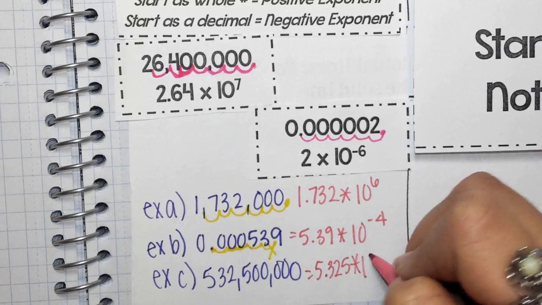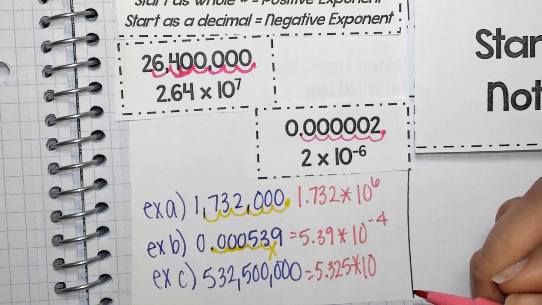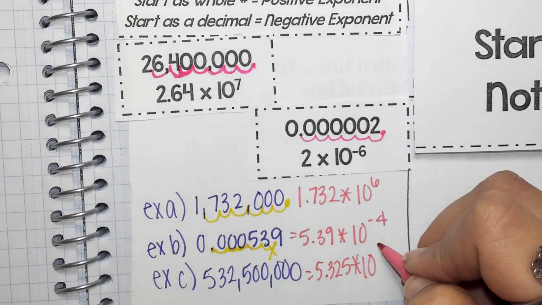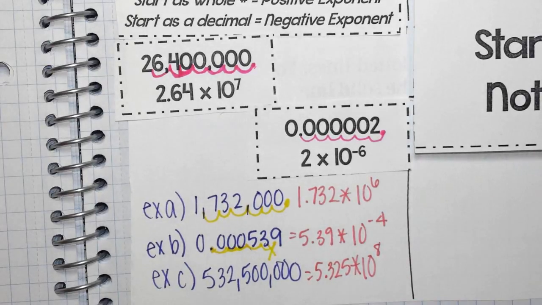5.325. Okay, good. Take a point. Now tell me the exponent. Jacoby: times 10 to the 8th power. Do we agree or disagree? Great job! Take a point.